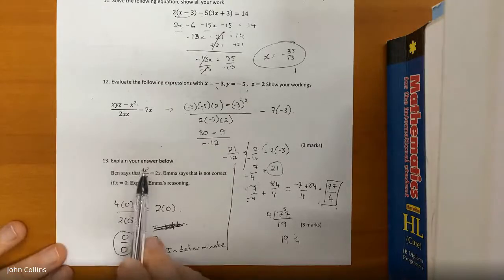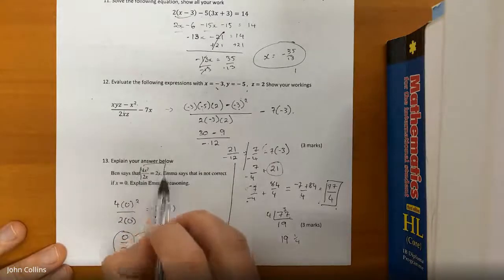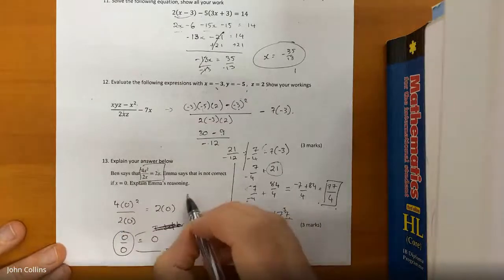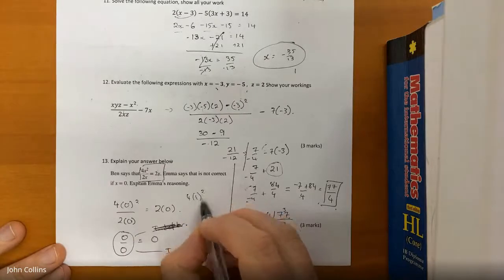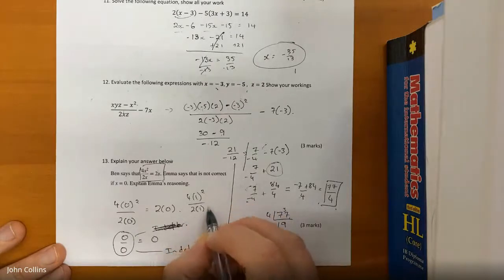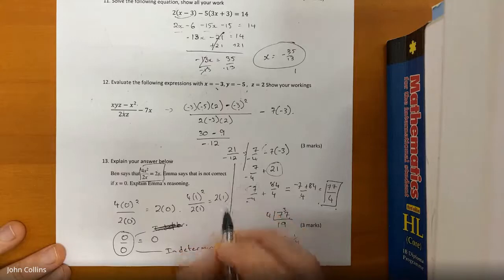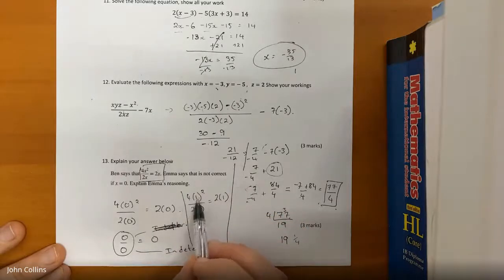So does this work for other numbers other than 0? Let's try 1. 4x squared over 2 times 1 equals 2 times 1. So I've just tried 1 here. So 4 times 1 squared is 4. 4 over 2 is 2. 2 equals 2. So it does work for 1.